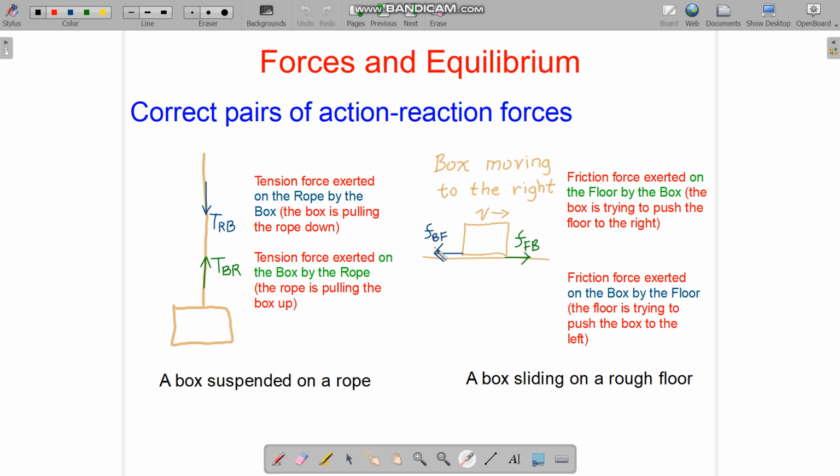B and BF. Let's say the box is moving to the right, so this means we have friction force exerted on the floor by the box, the green one. So this means the box is trying to push the floor to the right. As the box is sliding to the right, it's trying to push the floor along with the movement of the box here. And the friction force exerted on the box, so this is working on the box because of the floor, is to the left because the box is like pulled back by the floor.